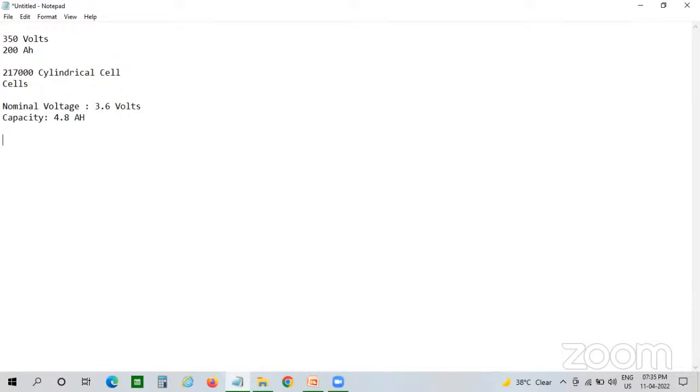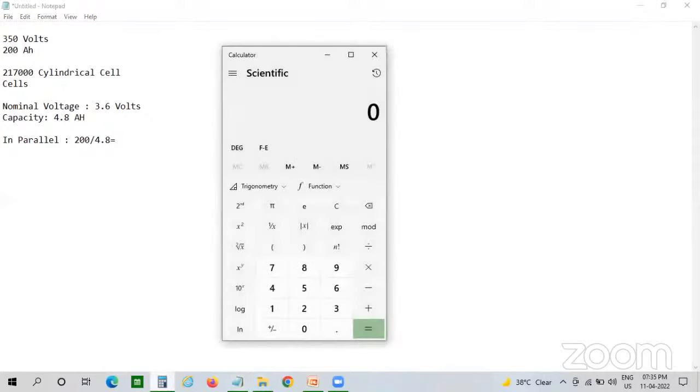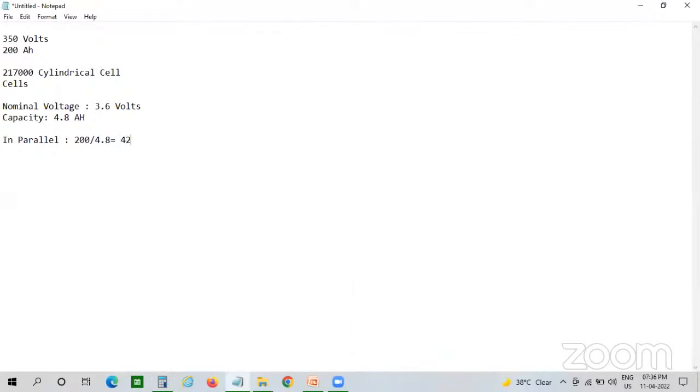So in parallel, I will have 200 divided by 4.8. Let me open my calculator. 200 divided by 4.8 is 41.6. So 41.6 is not an exact number, so I will keep it as 42 cells, because 41.6 cells cannot happen, right? So 42 cells would be there in parallel.